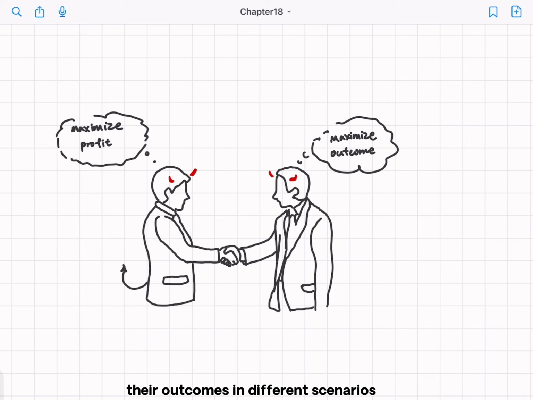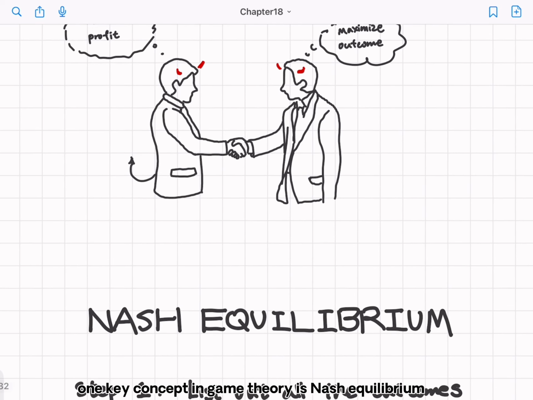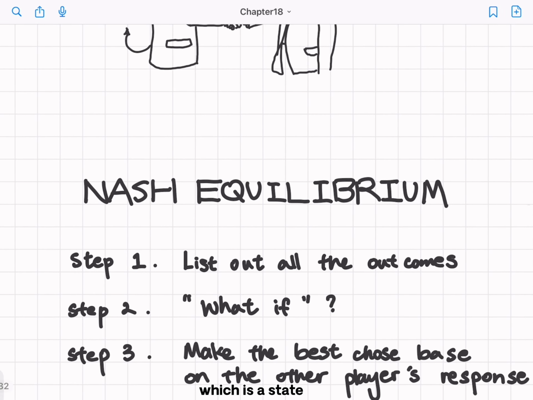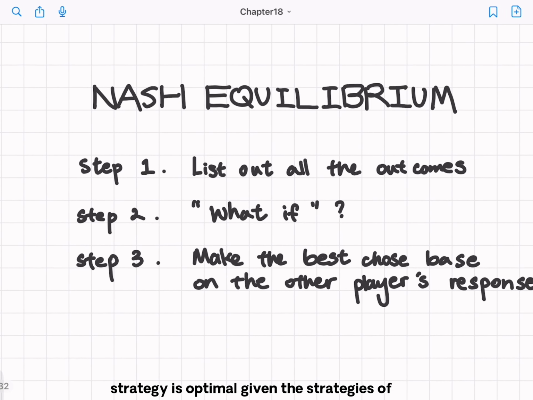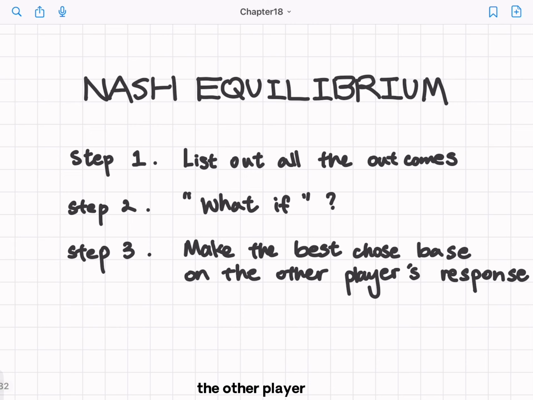in different scenarios. One key concept in game theory is the Nash Equilibrium, which is a state in which a player's strategy is optimal given the strategies of the other player. In Nash Equilibrium, each player is incentivized to choose the best response to what they expect the other player to choose. Meanwhile, we would also expect the other player's decision to be correct.